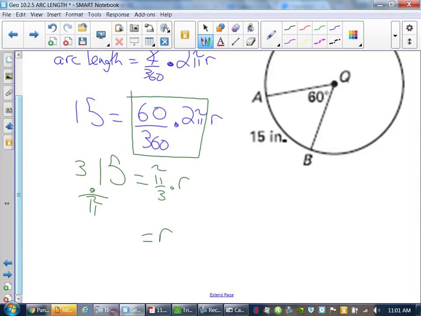Whenever you have to have a decimal, you always want to round it out to 2 decimal places.